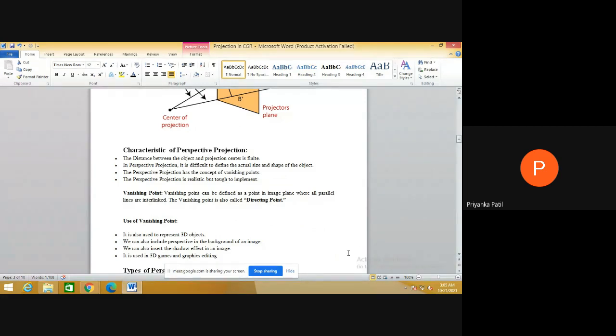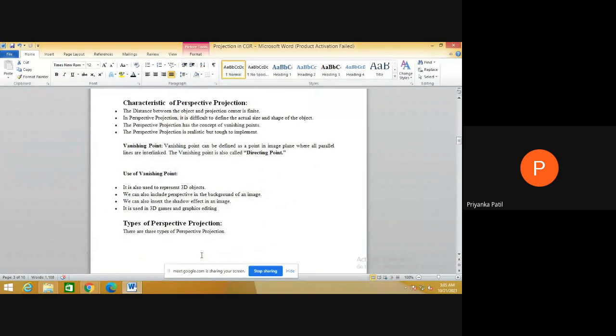Basically, it is used to represent the three-dimensional object. Then it is used in gaming and graphics editing. We can also insert shadow effects in the given image with the help of this. Next, we can also include perspective in the background of the given image. So with the help of the vanishing point, we can implement the above features. Next one is the types of perspective projection.